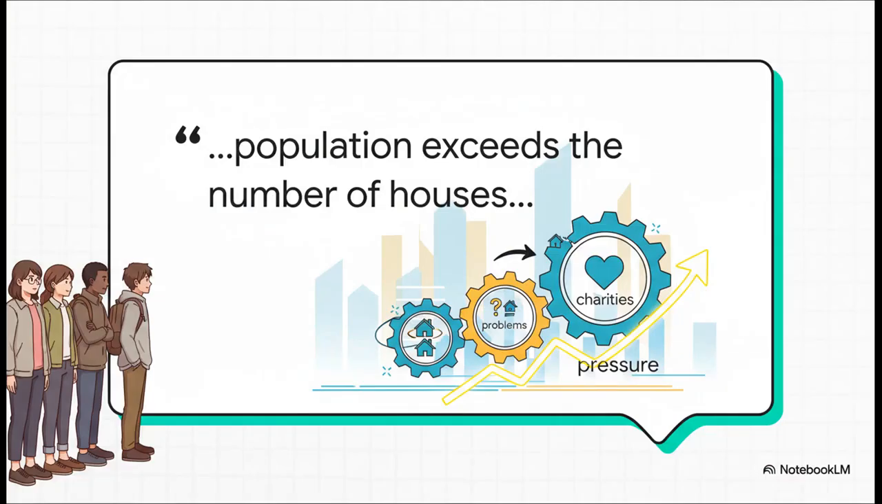So notice the logic here. It's pretty straightforward, right? It's a simple chain reaction. Not enough houses leads to problems, which then puts a strain on charities. This kind of clear thinking is exactly what IELTS examiners are looking for as a base.